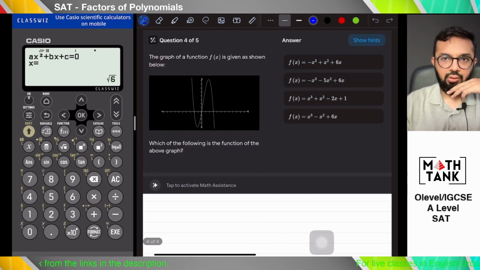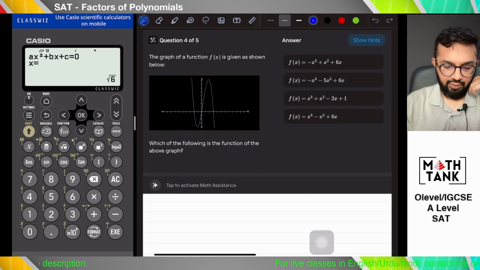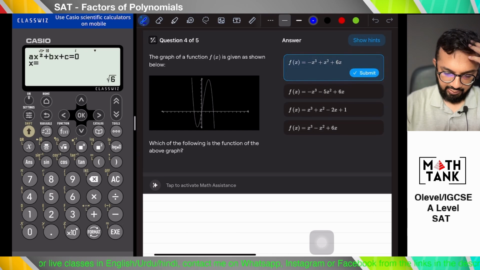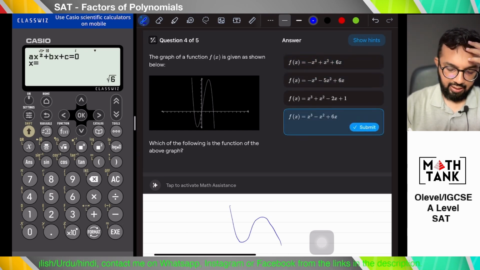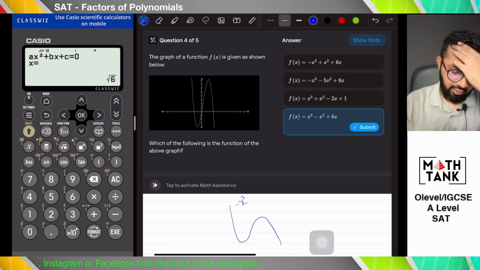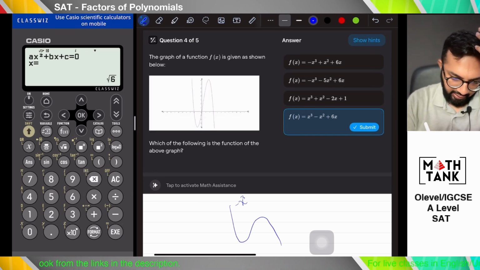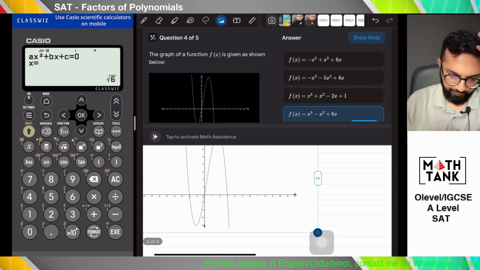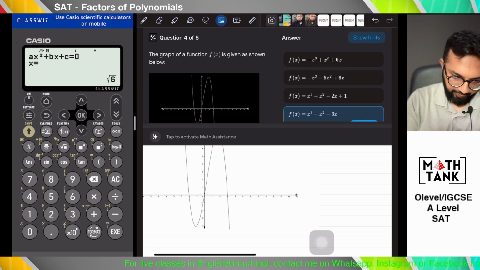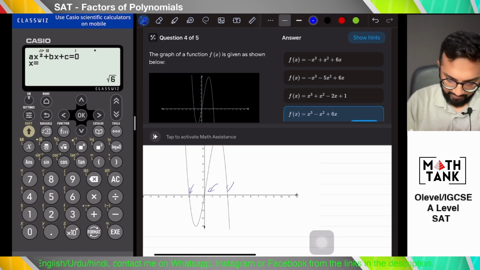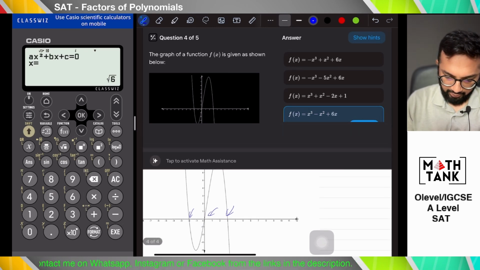Yeah. Question 4. The graph of the function is given as shown. Which of the following is the function of the above graph? So it is a cubic that's starting with a negative. Cubic functions that have a negative x cube start from the top like that. Okay. And what are the zeros? I will have to bring that down and see what the zeros are. So I have one at -2, the other at 0 and 3. Okay, -2, 0, and 3.